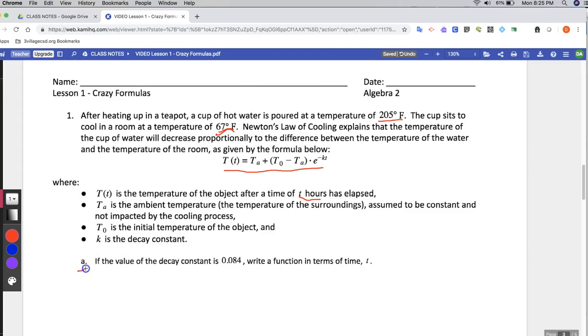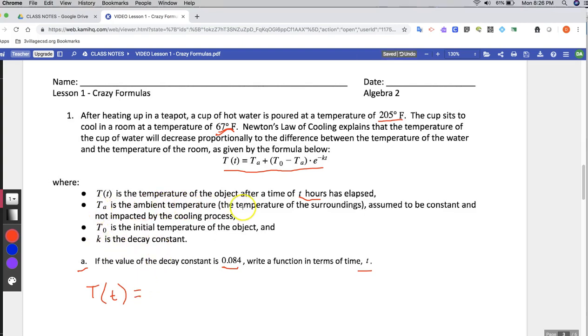So the first part of this problem, part A, says that if the value of the decay constant is this 0.084, write a function, which basically means an equation, in terms of time t. So what we should identify, perhaps, is what each of these parts of this formula represents to put together our equation. So again, T of t is the temperature after t hours. Since our equation here is going to be in terms of t, we'll just start off writing T of t because that'll be a part of our final answer.